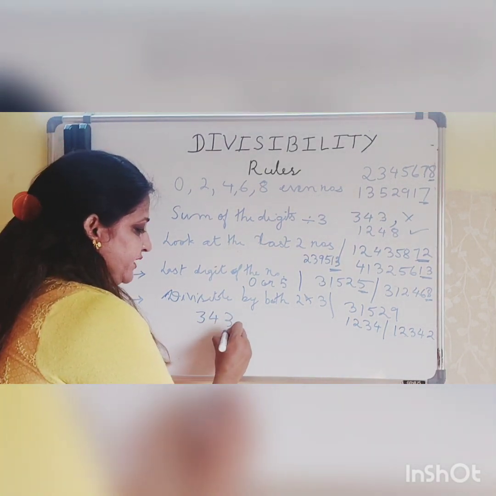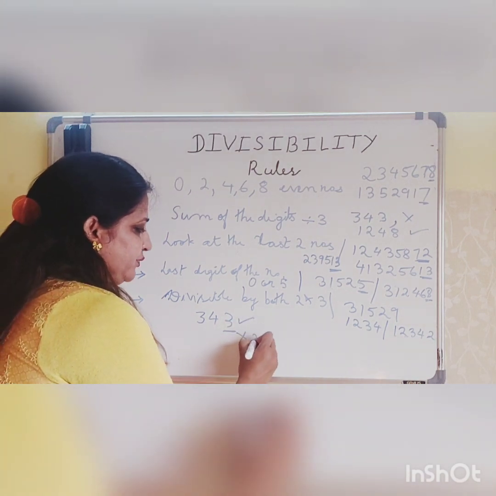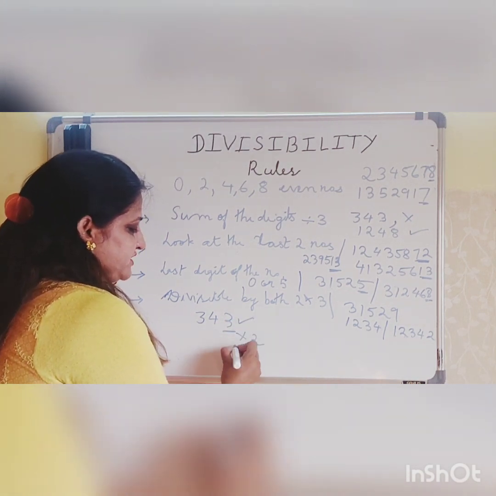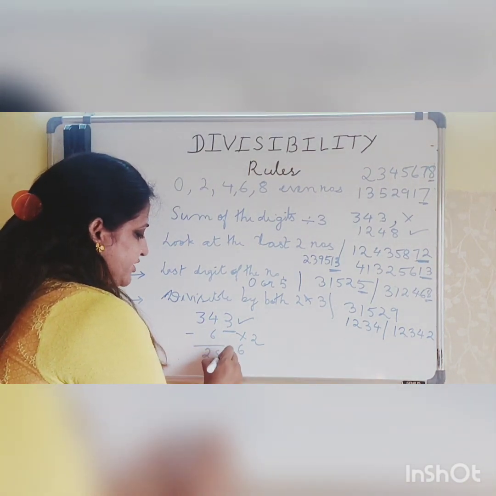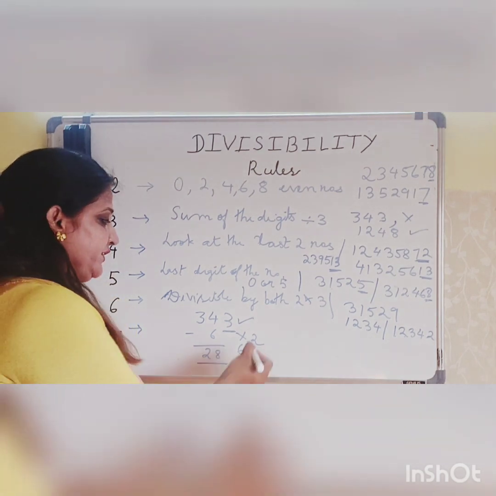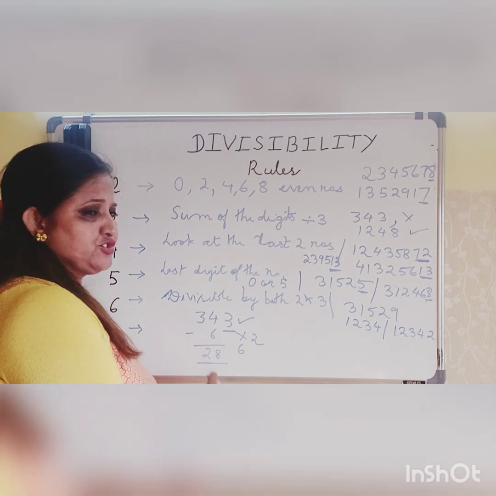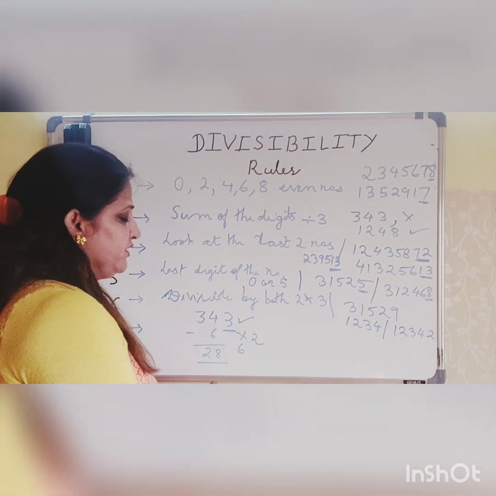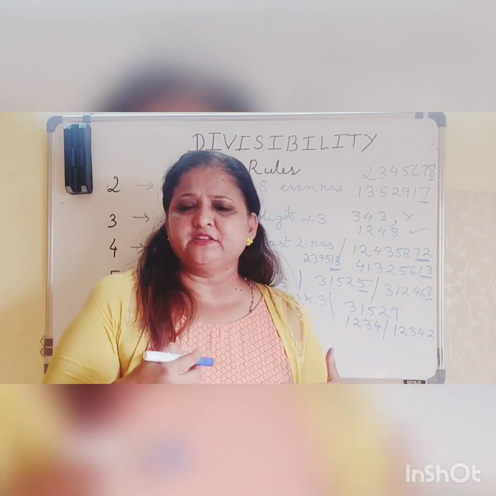What do we do? We are supposed to look at the units digit. What's the units digit over here? 3. Multiply it with 2. 3 times 2 gives us 6. Subtract 6 from the remaining part of the number. What do we get? 28. Now 28 comes in the table of 7, so the entire number will also be divisible by 7. Since 28 is divisible by 7, the whole number will also be divisible by 7. And even if the number is big, we have to keep repeating this process.